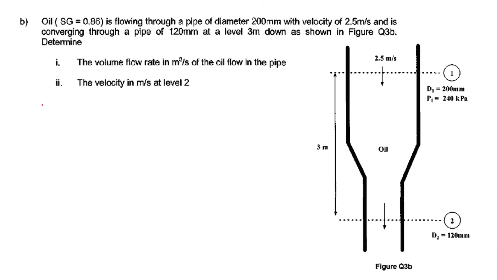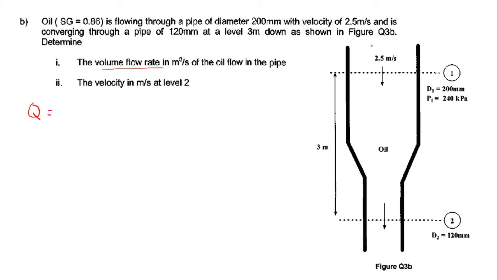Last one, oil. They give you a specific gravity of oil flowing through a pipe of diameter 200 millimeter with velocity 2.5, and it's converging into a smaller pipe of 120 millimeter at a level of 3 meter down, as shown in figure Q3. Determine the flow rate of the oil in the pipe. So they ask you to find Q.